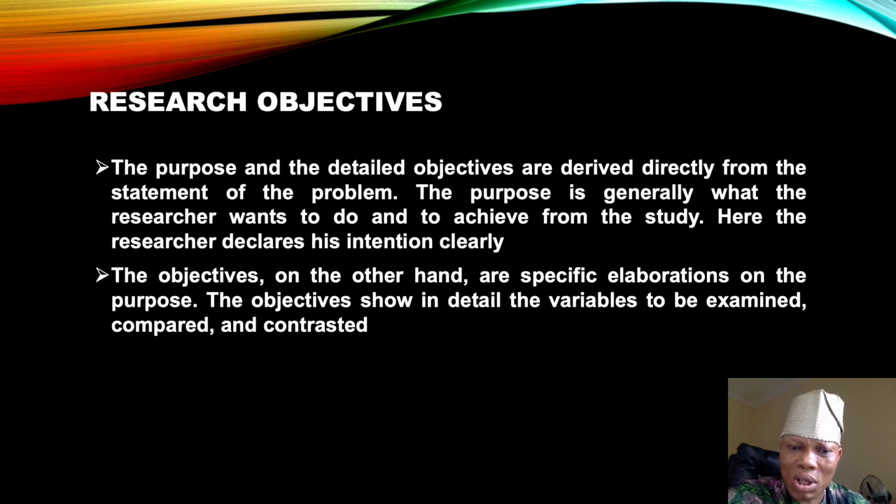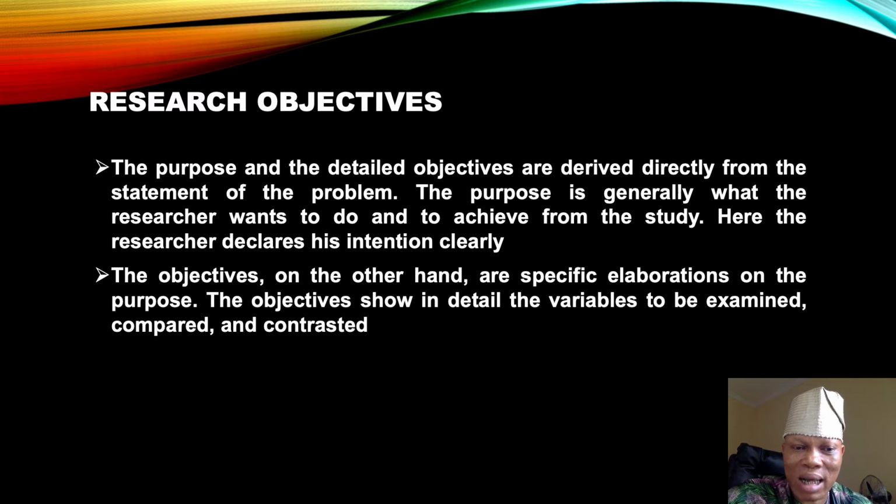You have mentioned both dependent and intervening variables here. So that's the essence of the objectives. So the objectives is the detailed explanation of the purpose of the study.